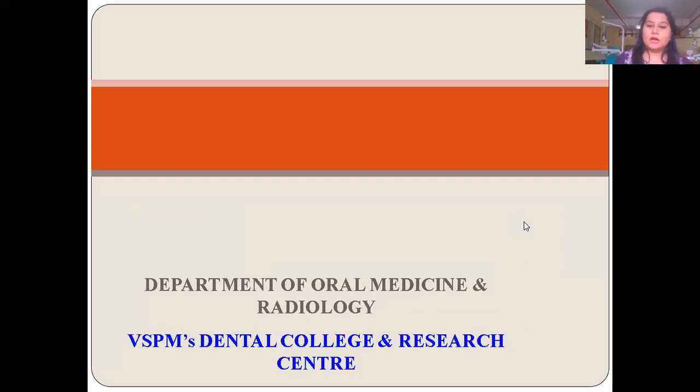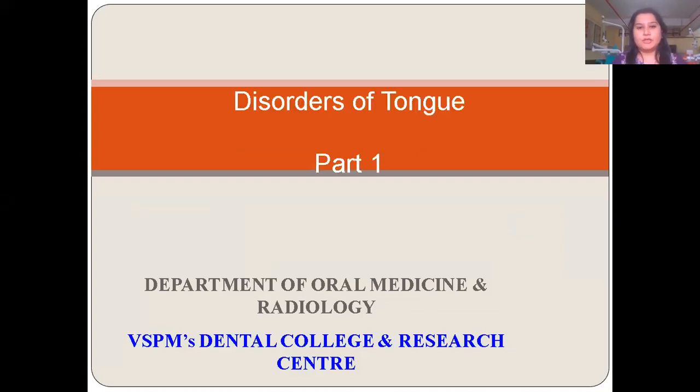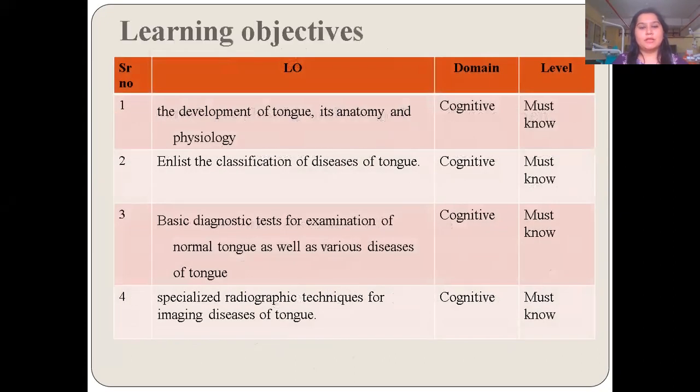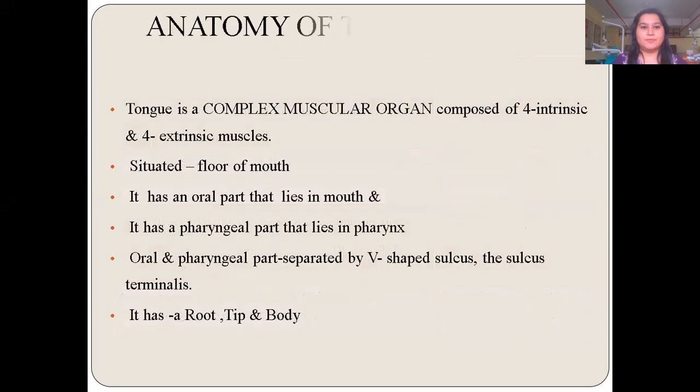Good morning, everyone. Our topic for today's lecture is Disorders of Tongue, Part 1. So, in this lecture, we are going to understand the development and the various disorders of tongue, its anatomy, physiology, the functions, diagnostic tests, and the radiographic techniques for imaging the diseases of tongue.